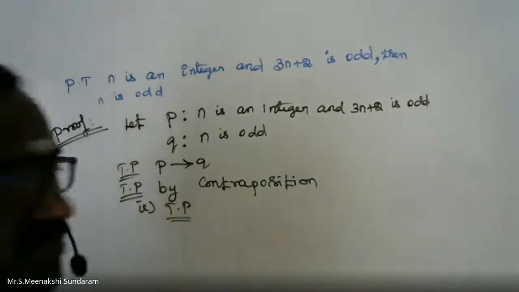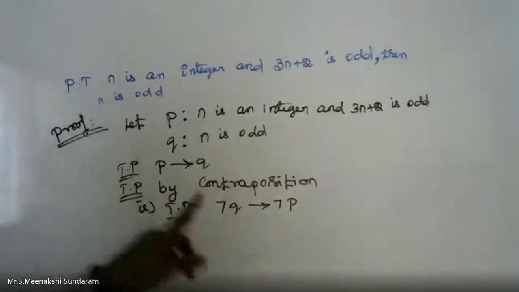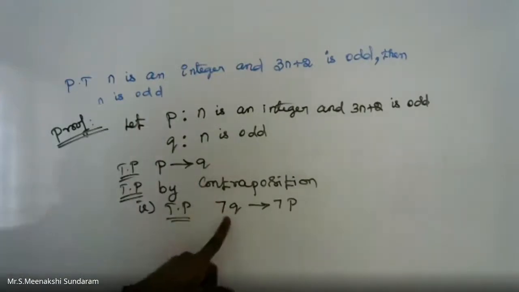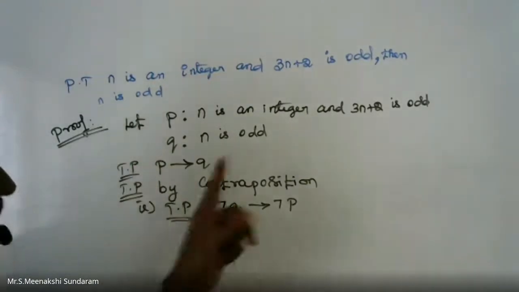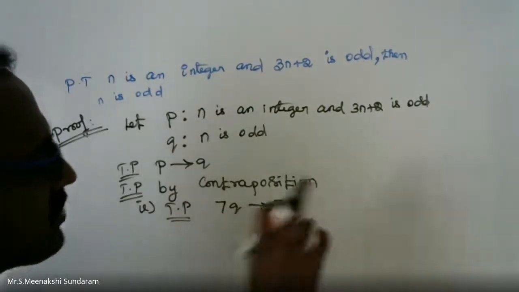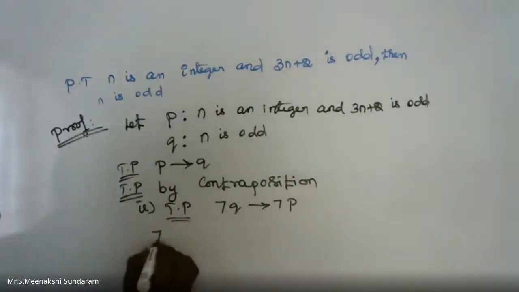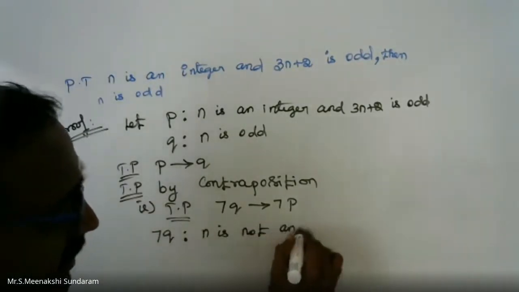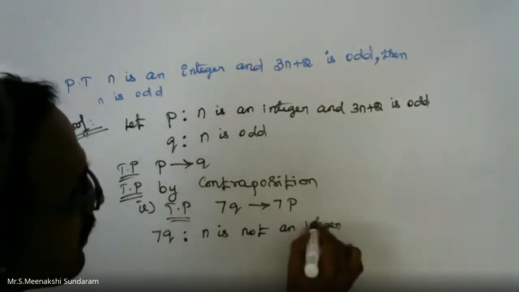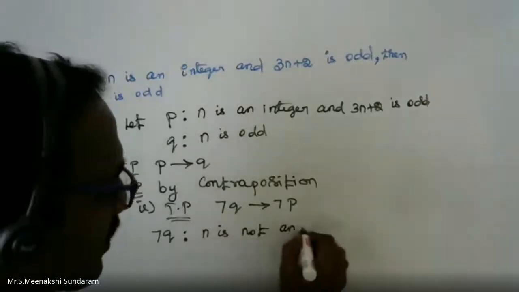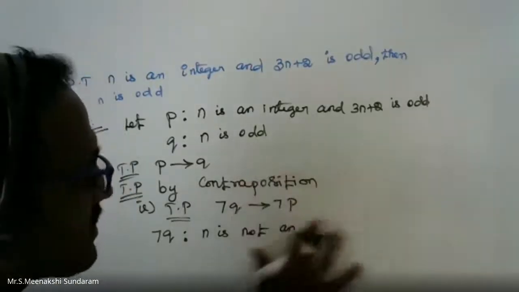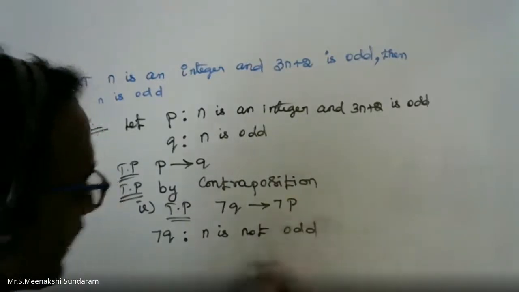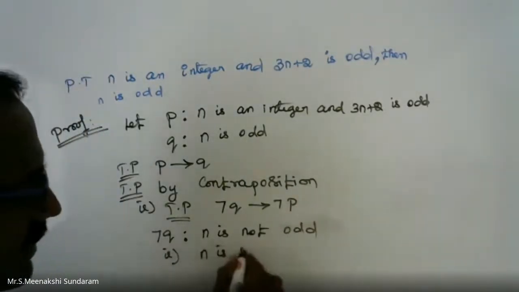What is the contraposition proof? Negation q implies negation p. The negation of the conclusion is your input, negation of the hypothesis is your output. What is negation q? n is not an integer. Sir, n is not an odd integer. Yeah, n is not an odd integer. n is not odd, that is, n is even.